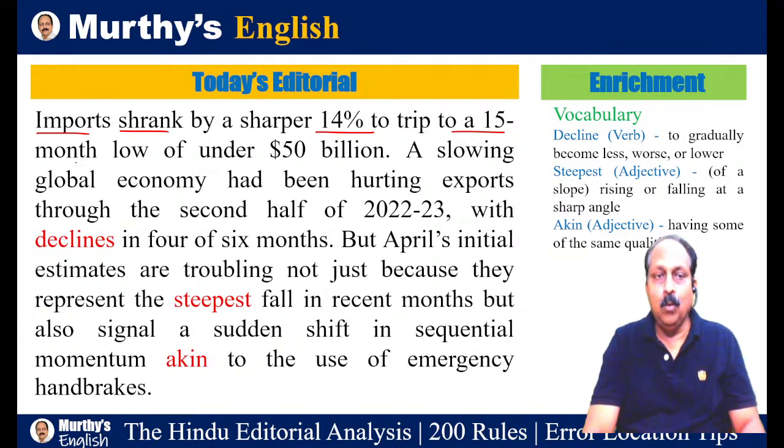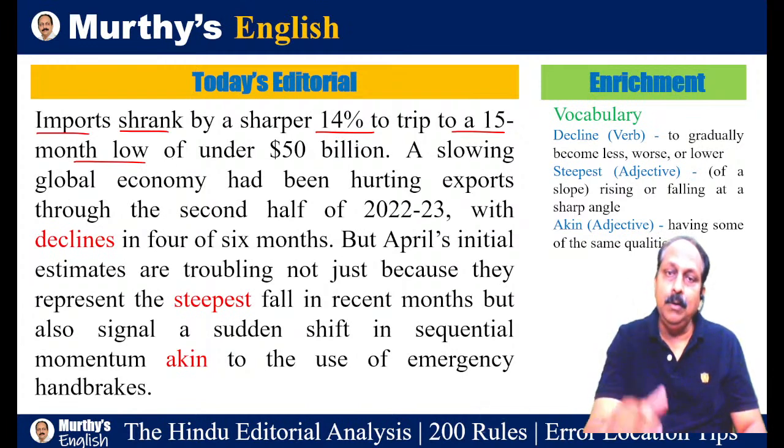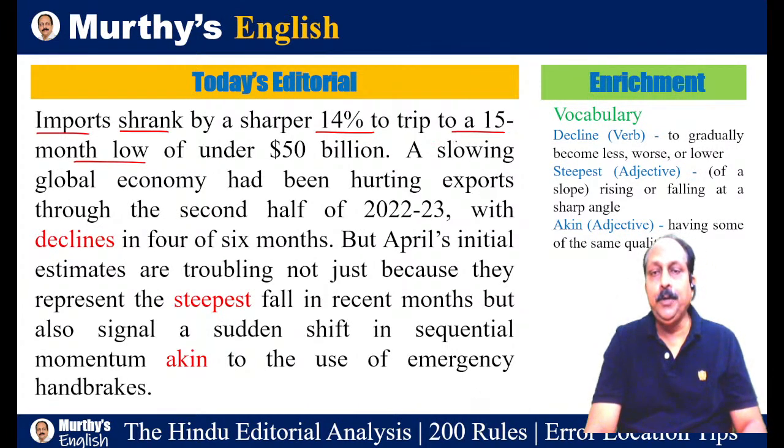Again, negative. What is it? Shrank by a sharper 14%, went down by 14% to trip to a 15-month low of under 50 billion US dollars. So again, 15-month low under 50 billion US dollars. Again, to substantiate, what could be the reasons?